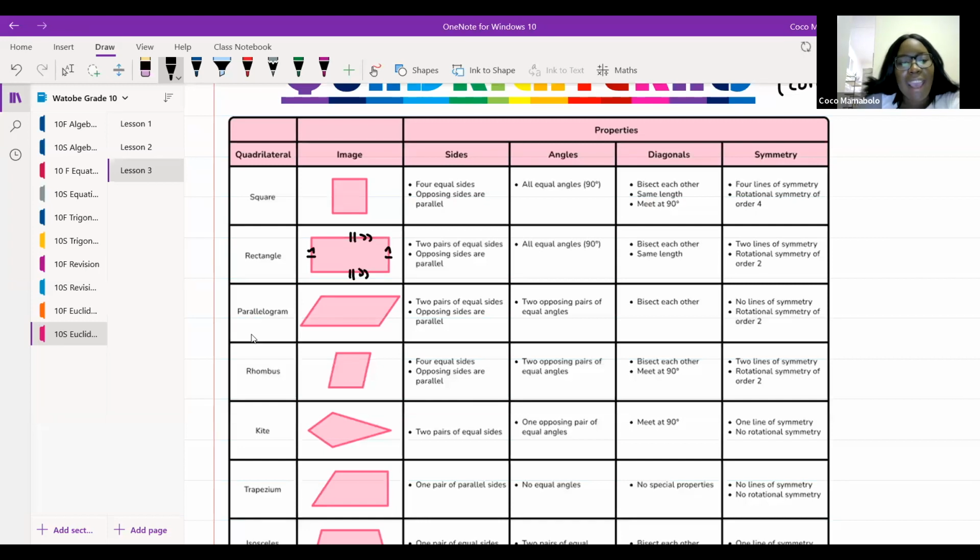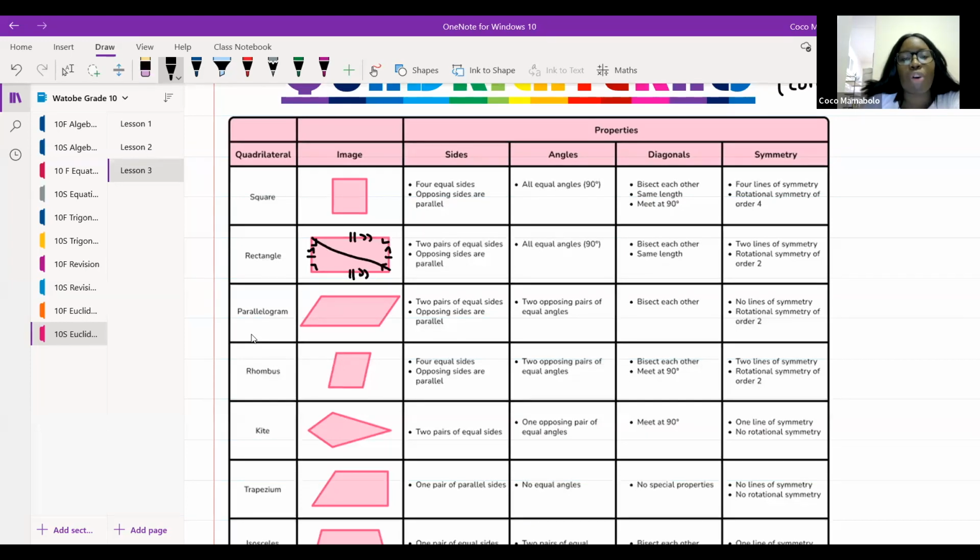Okay, what do I know about the angles? Good. All angles are 90 degrees. They are equal and they are 90 degrees. Excellent. 90 degrees, 90 degrees, 90 degrees, 90 degrees. And nothing, okay, we can't say anything about the diagonal.